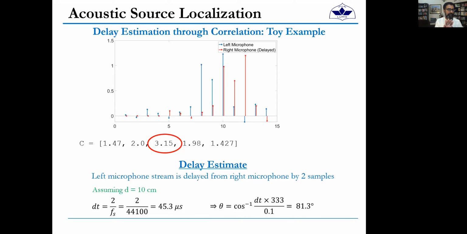Right, I get it. Okay? So therefore, the delay is 2 samples, and in seconds, it corresponds to 45.3 microseconds. And therefore, this is the theta, which is just simple based on the formula. 333 is the speed of sound. Yes, so it's 333 meters per second at room temperature. It does change with temperature, by the way.